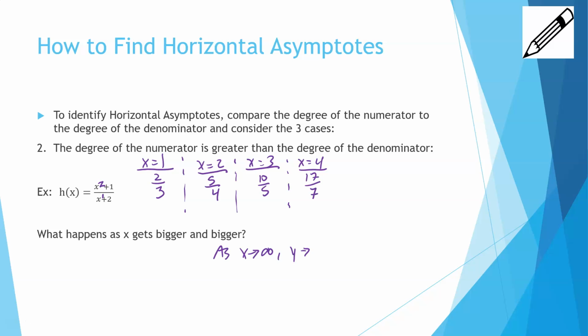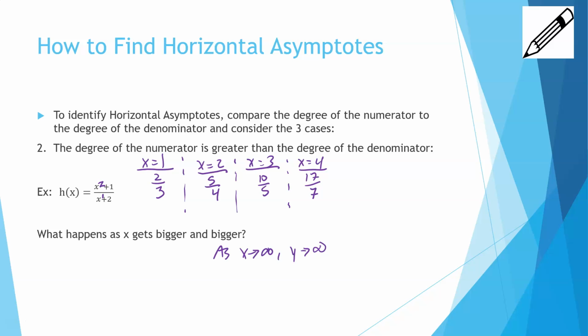These fractions keep getting bigger and bigger forever and ever. And if something keeps getting bigger and bigger, we're saying that the y is going to infinity. And if it's going to infinity, that means that there is no horizontal asymptote.